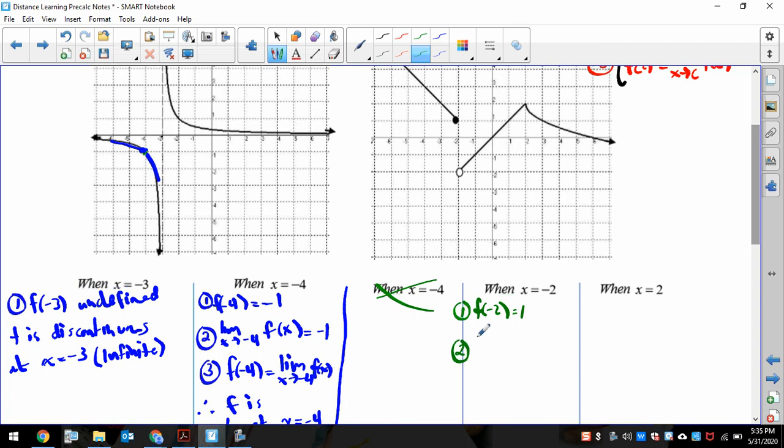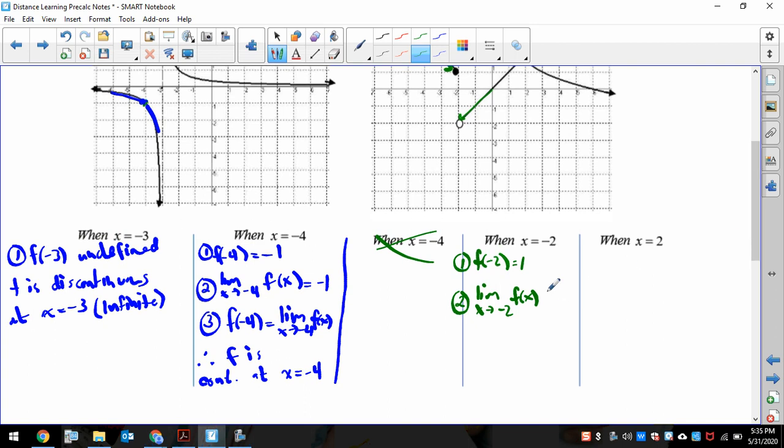Let's check 2. The limit as x goes to -2 of our function. Here's the left limit. Here's the right limit. Notice that they don't meet up. The left limit is 1. The right limit is -2. So this limit does not exist, and we could give a little reason. We could say the limit as x goes to -2 from the left, that's going to be equal to 1, is not equal to the limit as x goes to -2 from the right of our function, which is -2.